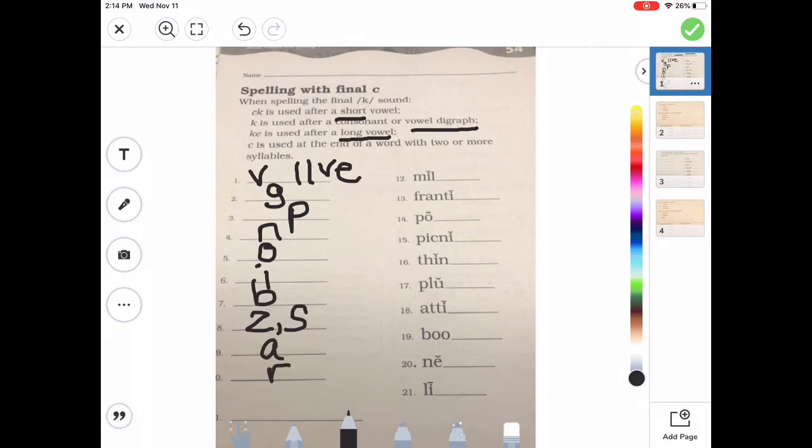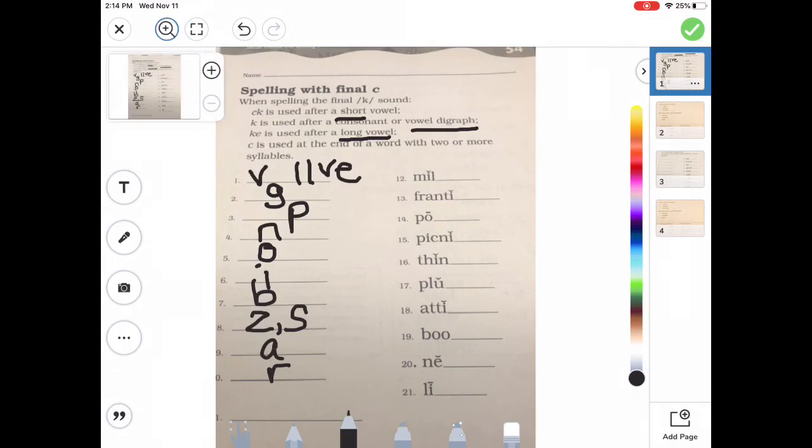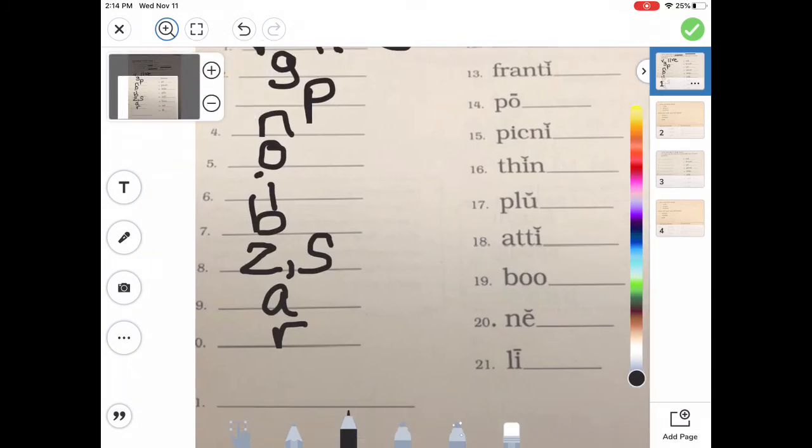All right, on number 11, this is where it's going to get tricky. We're going to do K. Think of all the different ways that we know how to spell the K sound now. Are you ready? So let's look at it. I'm actually going to zoom in so you can see it a little bit better. We have K, comma, C. So C or K in the middle of a word.